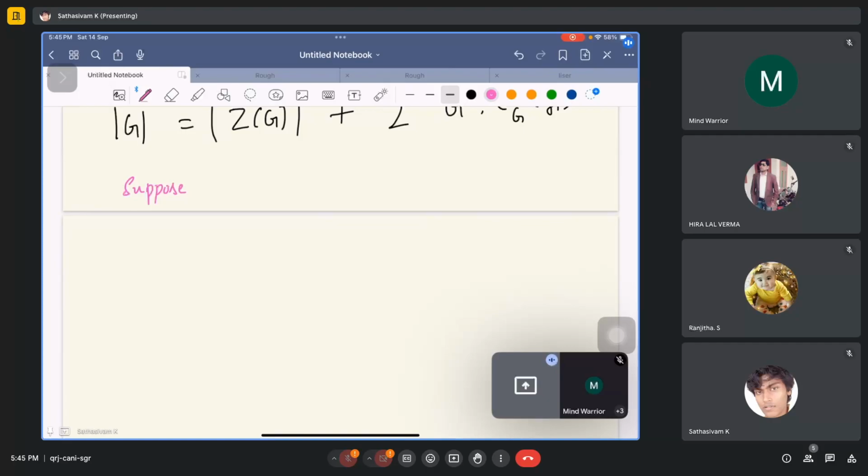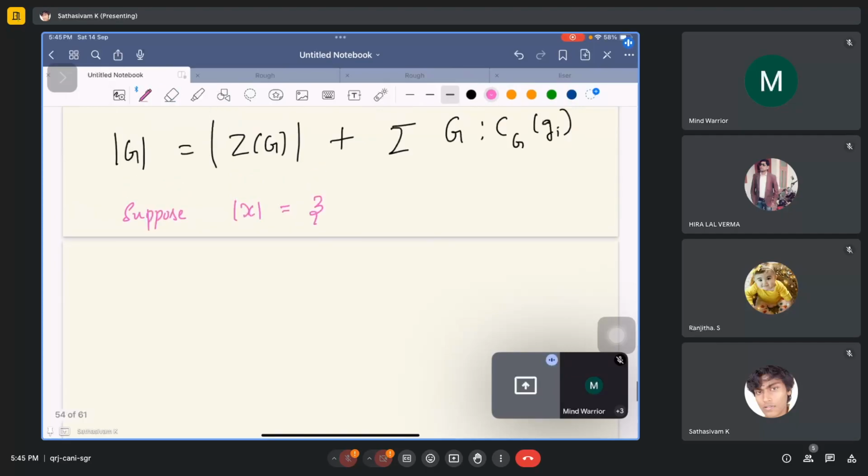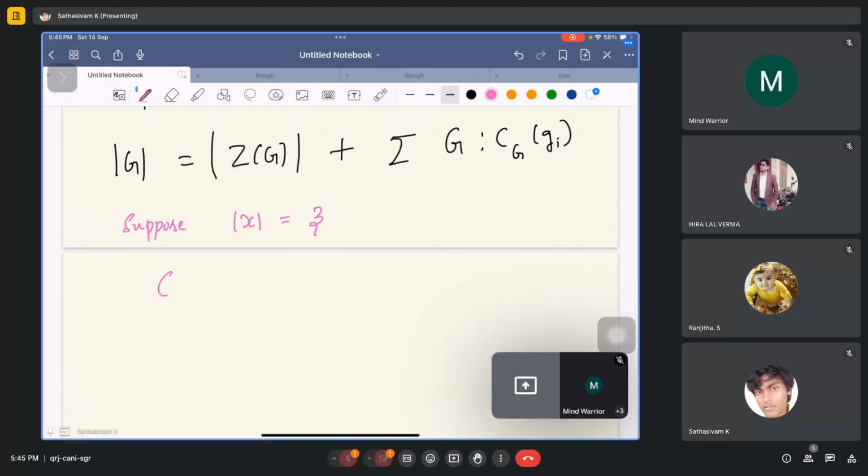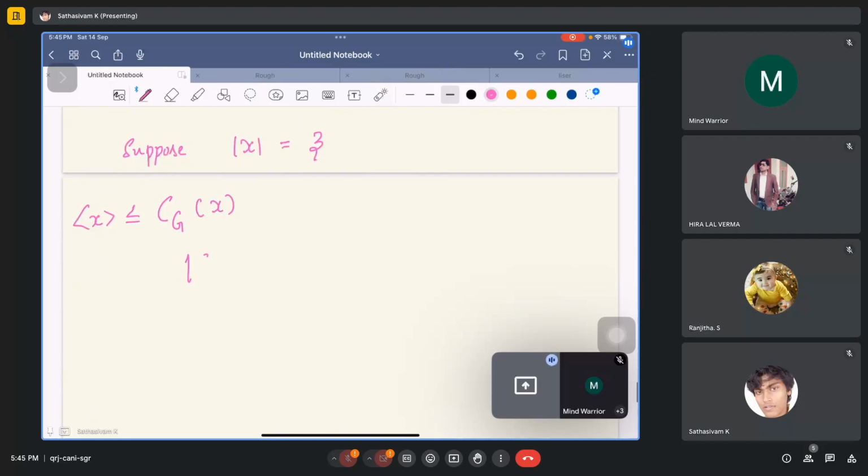Suppose the order of X is 1. When the order of X is 1, it means it is in the center, so that also we don't have to worry about. Let's say the order of X is 3. Now let's compute the centralizer. What we know is the subgroup generated by X will be contained in the centralizer, right? So that means the cardinality of the centralizer of X should be at least greater than or equal to 3.